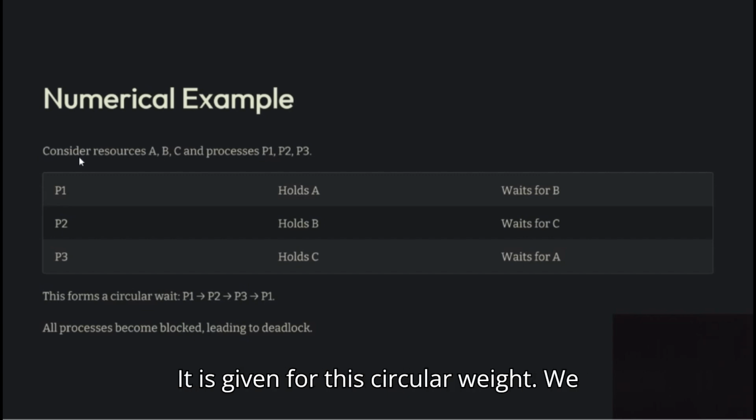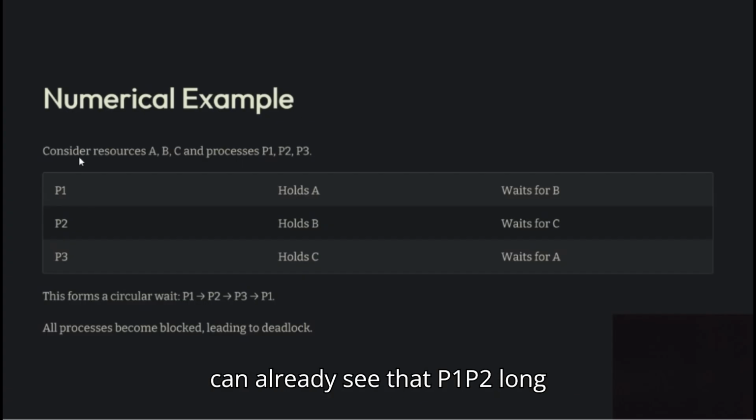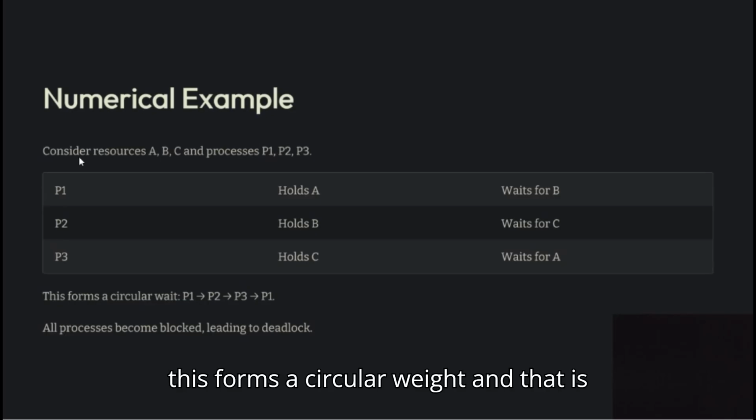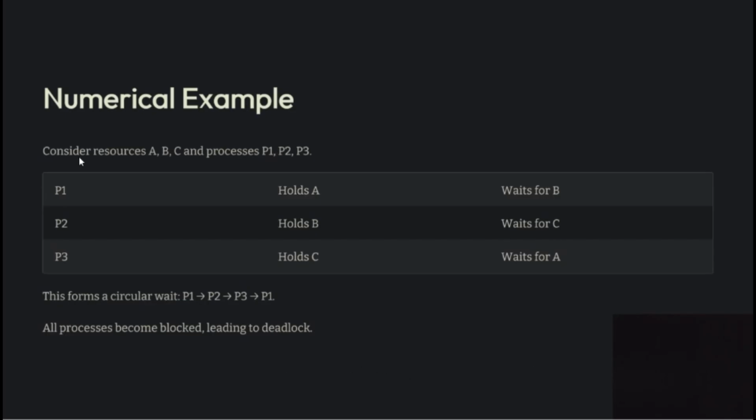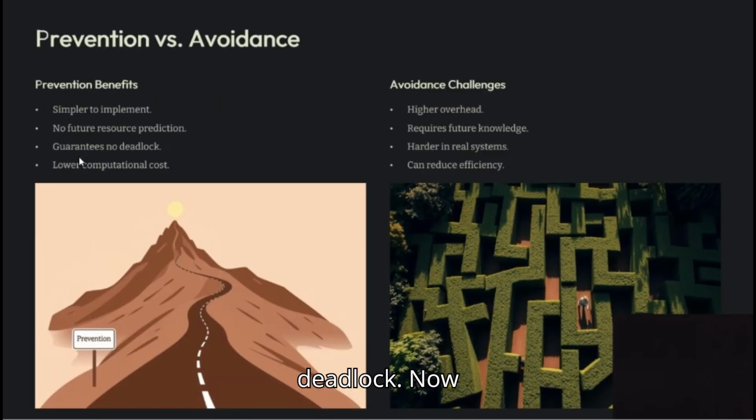Fourth is circular wait. We can already see that P1 belongs to P2, P2 needs P3, P3 needs P1. This forms a circular wait, and that is why this whole thing we call deadlock. Now, prevention versus avoidance. What can we prevent and what challenges can we avoid, if we don't want our process to get deadlocked.